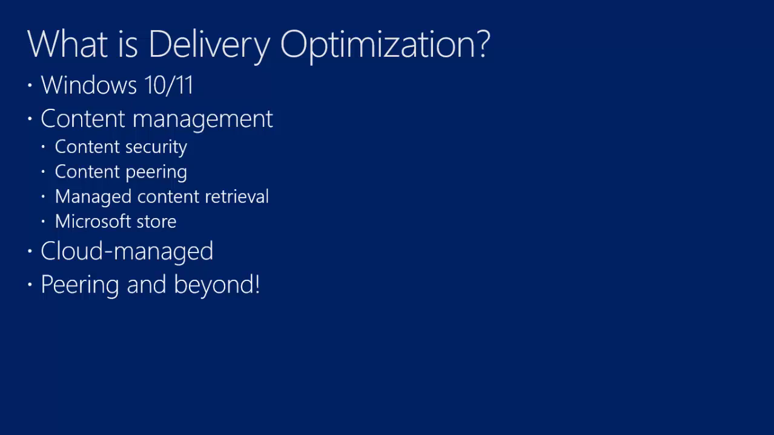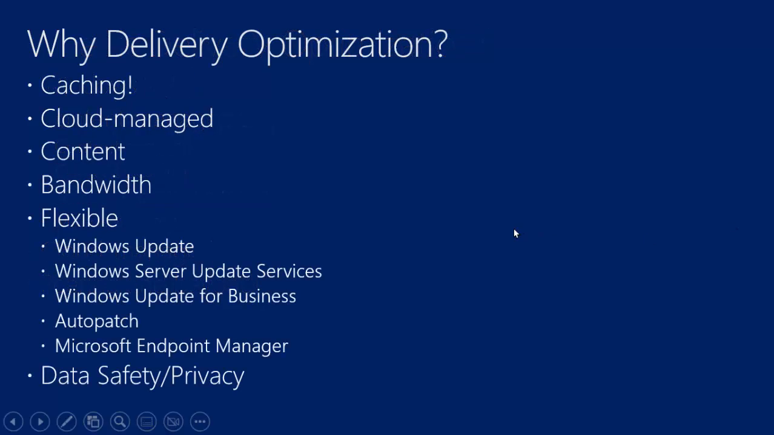Right? We talked about the reasons that cloud managed is a really cool thing, and already talked about some of the things about peering and beyond. So definitely a peering solution, definitely more than a peering solution, right? So why delivery optimization? Well, a key reason that people want delivery optimization, at least initially, is caching, right? Being able to have content cached on peers in your network to preserve bandwidth, right?